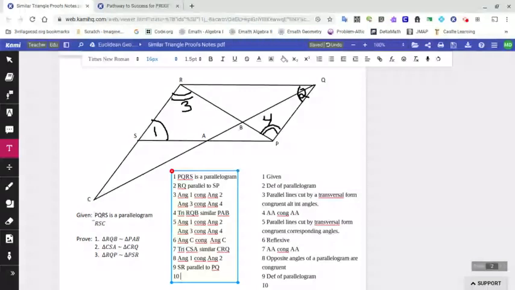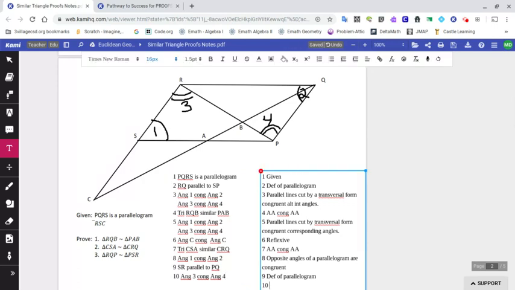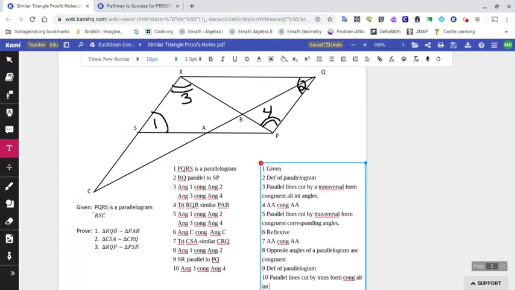And now that I've stated those 2 parallel sides, now I can say angle 3 is congruent to angle 4. And again, for the same reason as before: parallel lines cut by a transversal form congruent alternate interior angles.